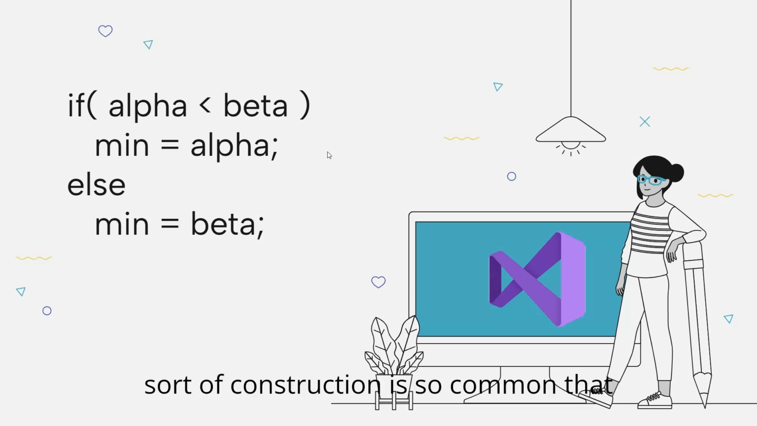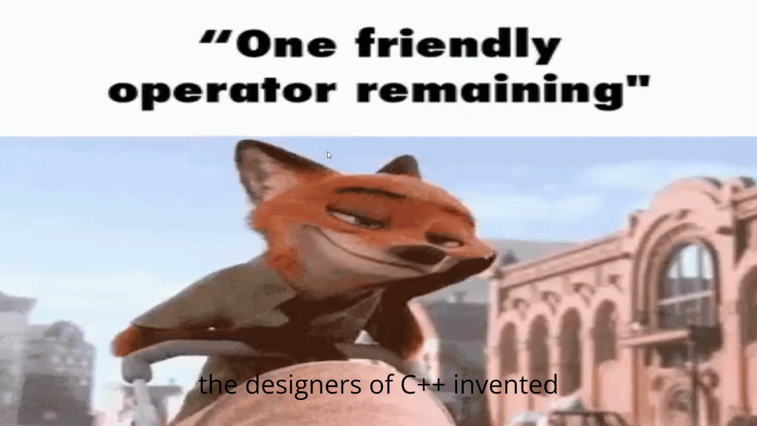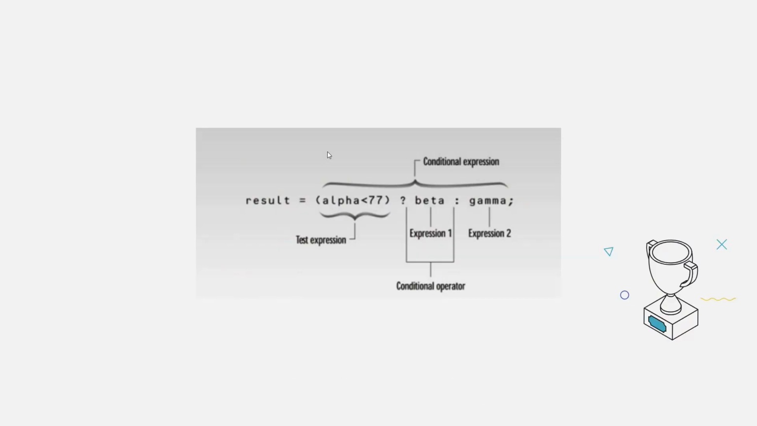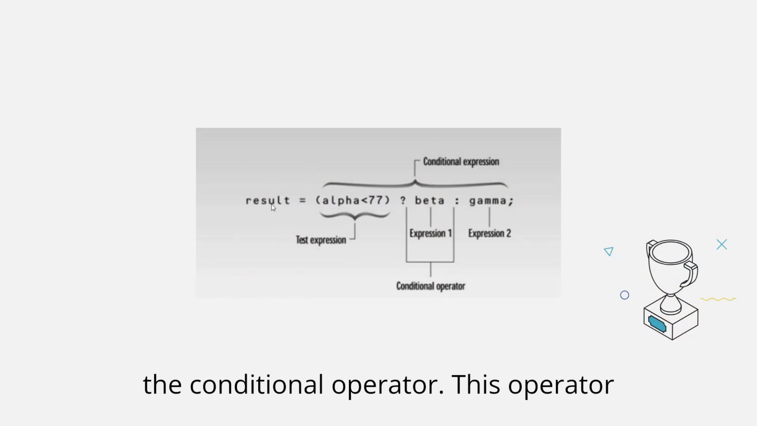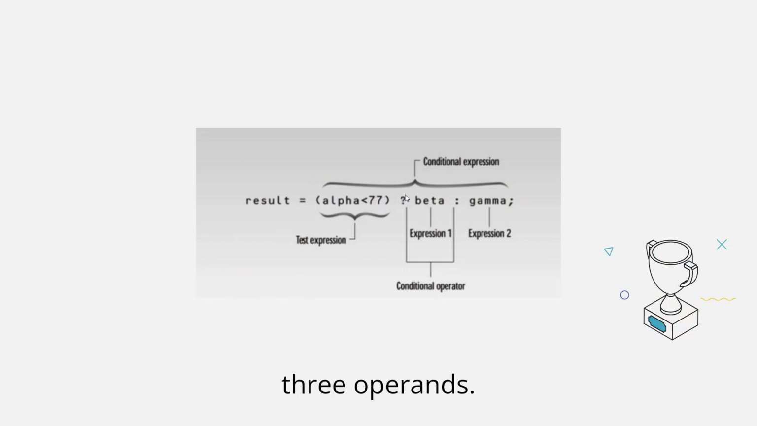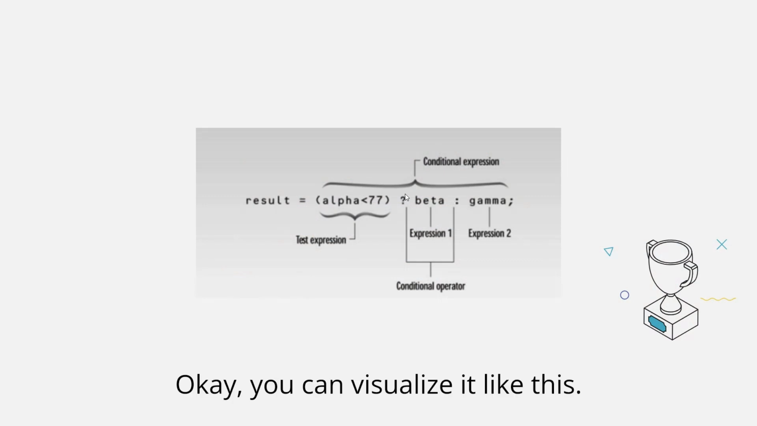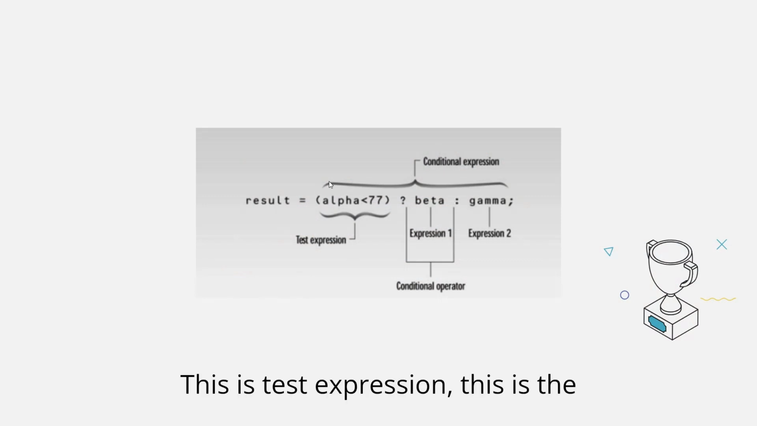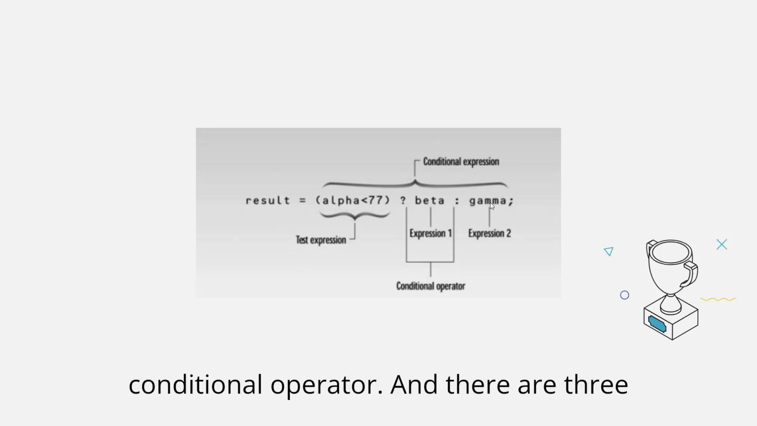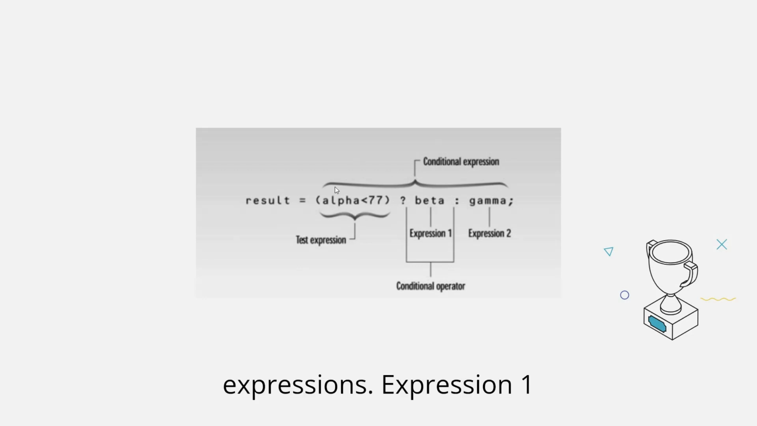This sort of construction is so common that the designers of C++ invented a compressed way to express it, the conditional operator. This operator consists of two symbols which operate on three operands. Okay, you can visualize it like this. This is the test expression. This is the conditional expression, and this is the conditional operator. And there are three expressions: expression 1, beta, and expression 2, gamma.